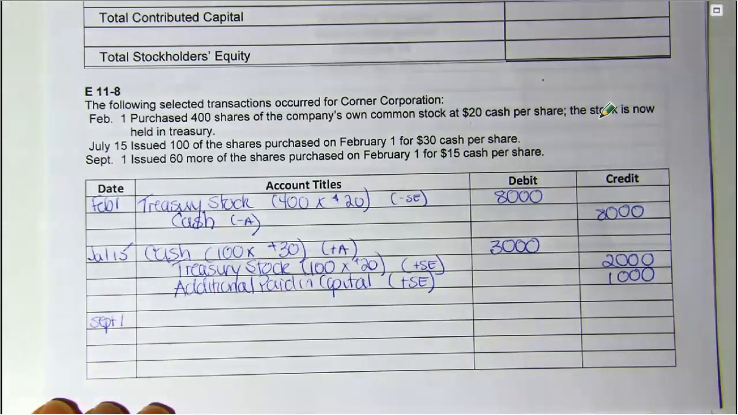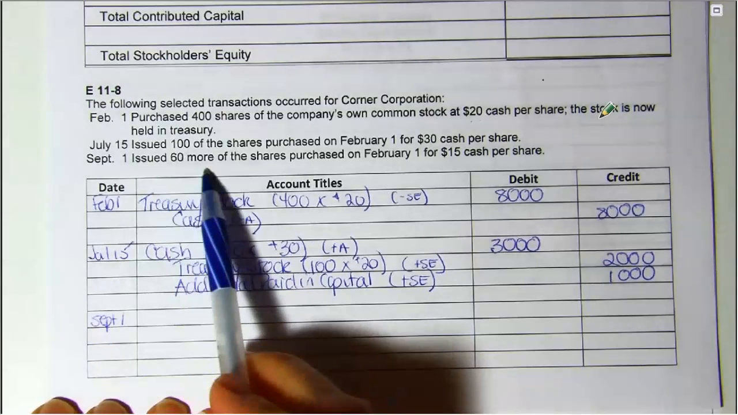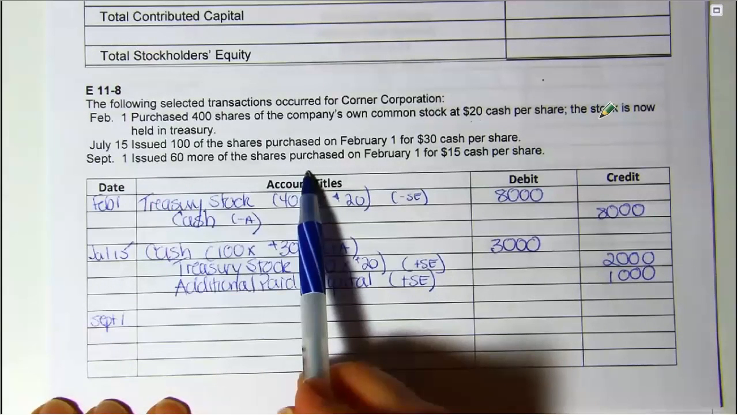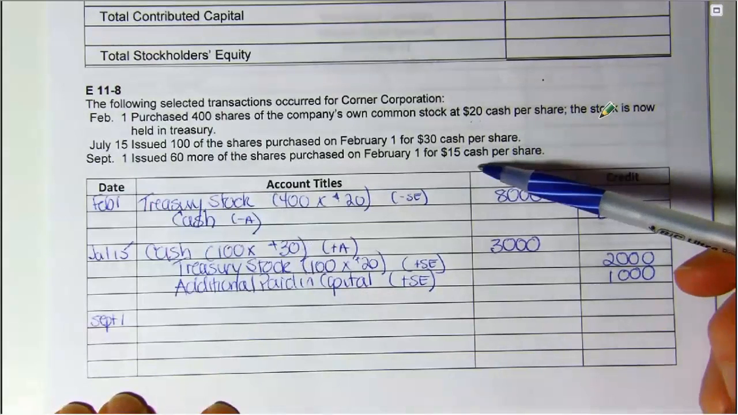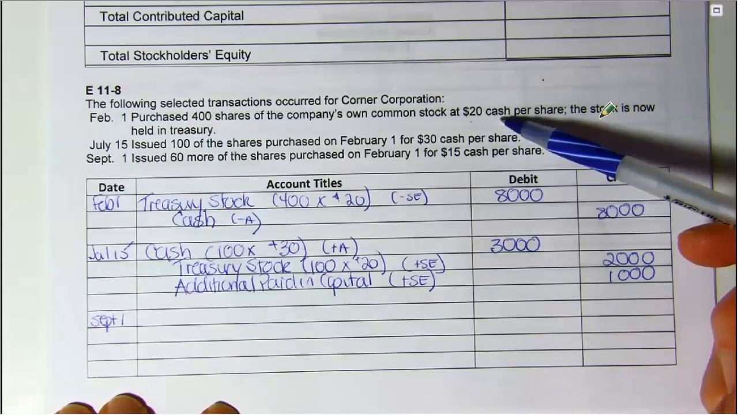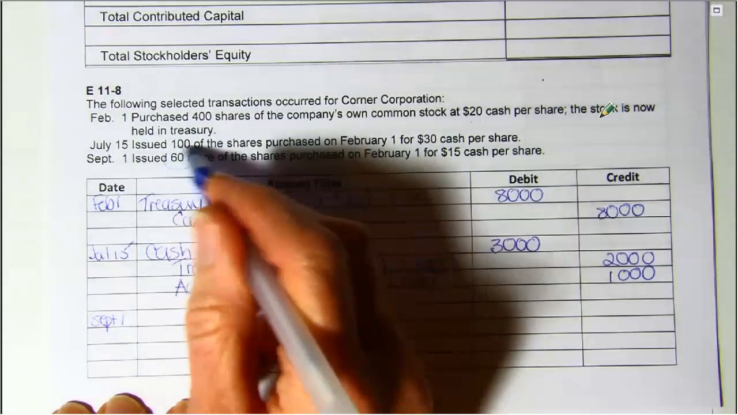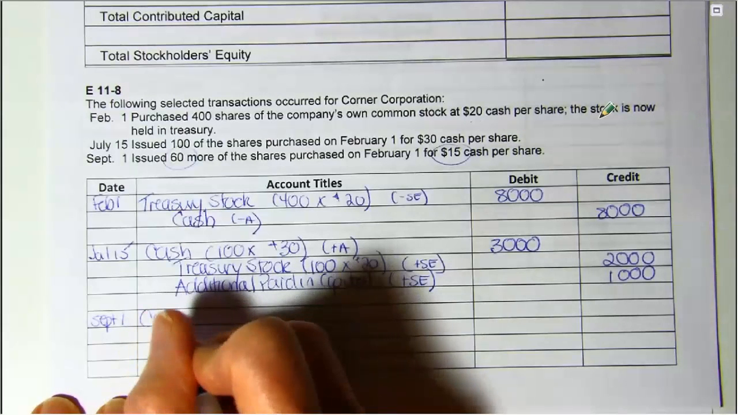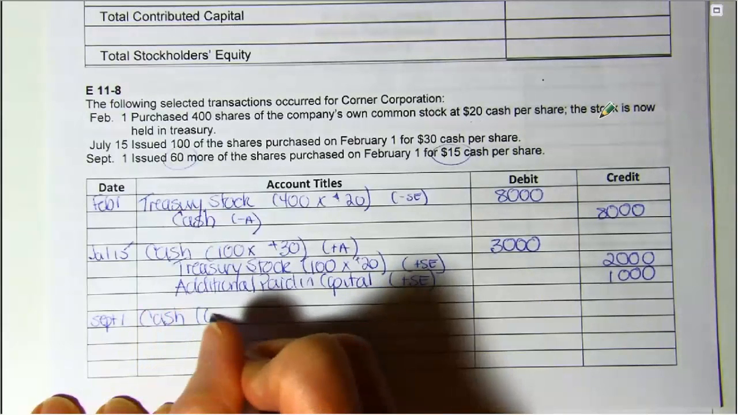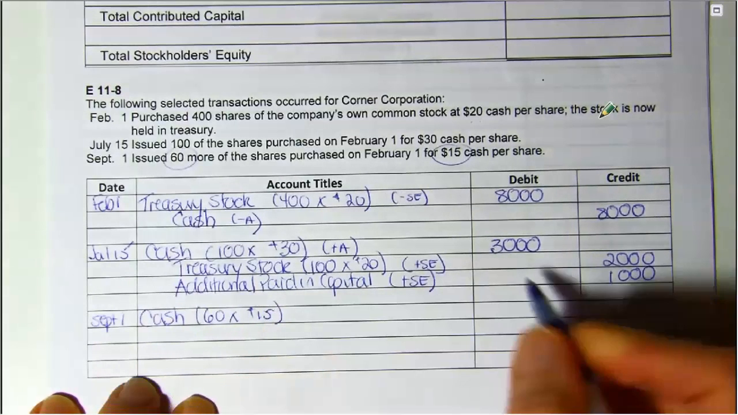Okay. Next one. September 1st, issued 60 more of the shares purchased back here on February 1st, but this time you're selling it below what you paid for it. Well, we can only debit cash for the number of shares times the selling price. So that's what we're receiving, a debit to cash for 60 times 15, that's $900.